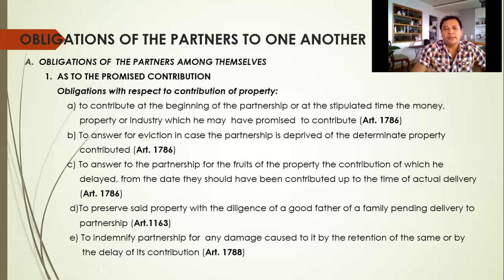Letter D, to preserve said property with the diligence of a good father of a family pending delivery to the partnership. So this is the duty of a person who promised to deliver a determinate object. If you remember in Law 211 or 231. So since the partner has promised to deliver a determinate property and is still pending delivery, he must preserve the property with the diligence of a good father, or ordinary diligence. And number 5, or letter E, to indemnify the partnership for any damage caused to it by the retention of the same or by the delay of its contribution.